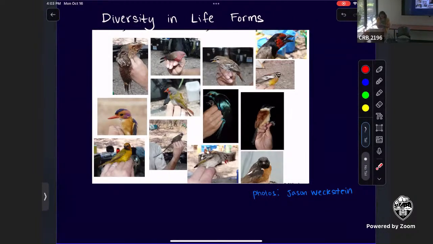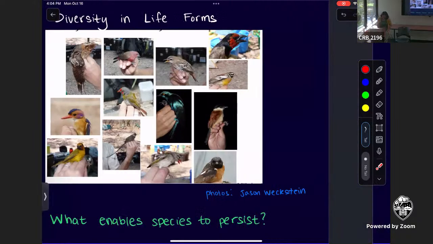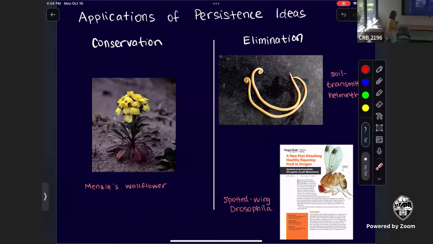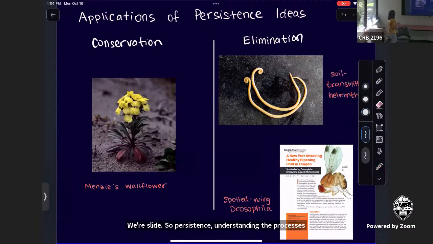I use a dynamical systems approach to try to address this question. I do mathematical modeling of species interaction and analysis of those models to think about persistence of species. So the main question I'll talk about today is what enables species to persist. Understanding the processes that lead to persistence has a variety of applications I'll talk about a little bit.